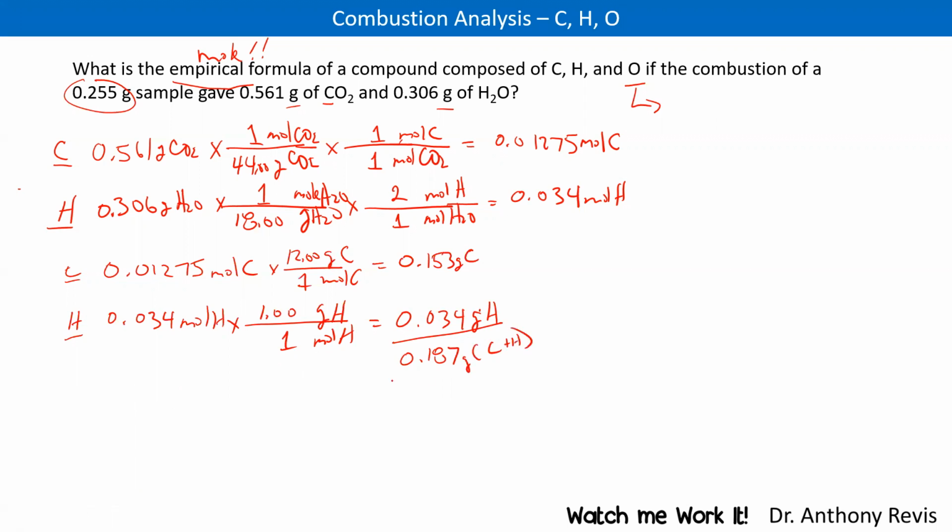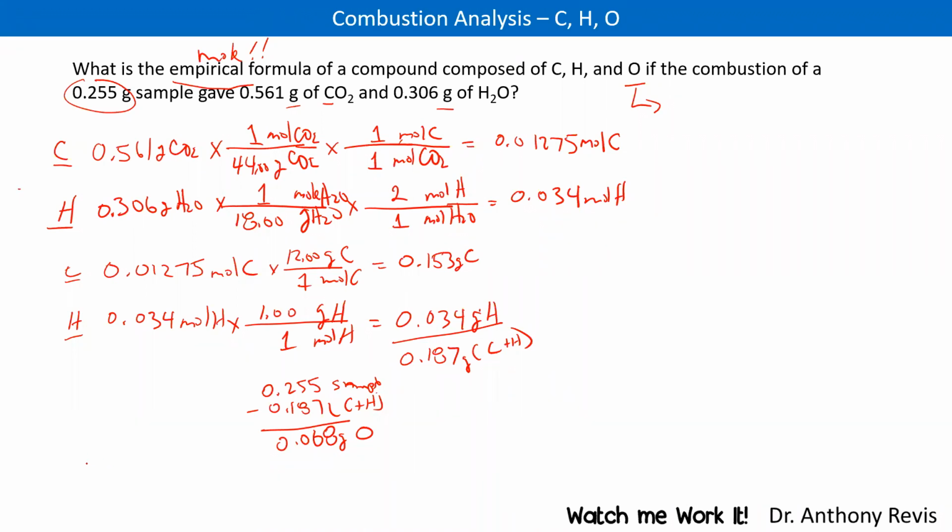on analysis. And therefore, we can do subtraction math to get to the grams of oxygen. We would take the original mass of 0.255 minus 0.187. This is the sample, and this is the known C plus H. And we subtract these two values, and we get 0.068 grams of oxygen.